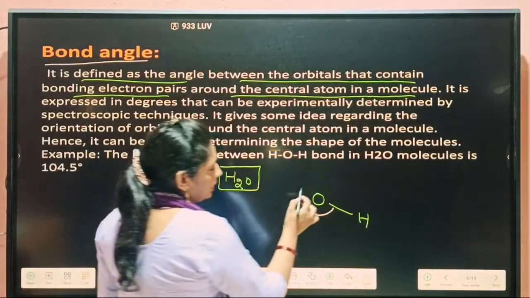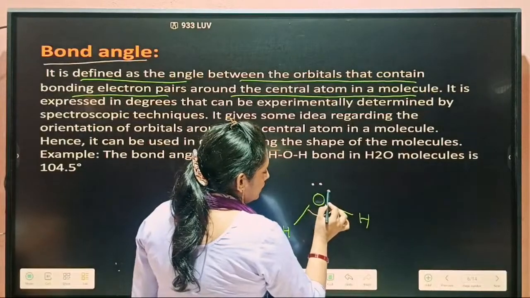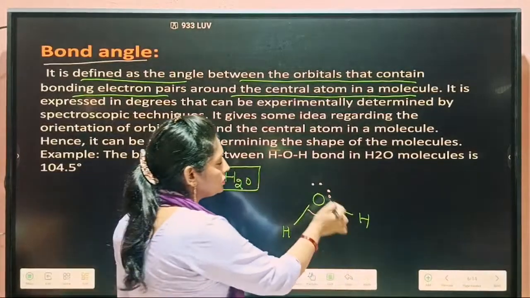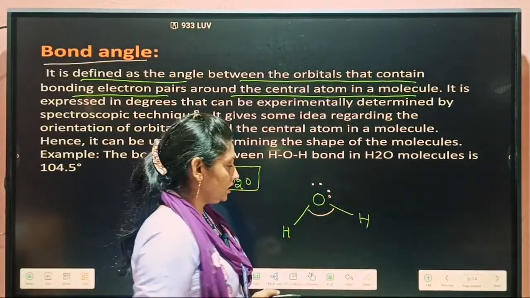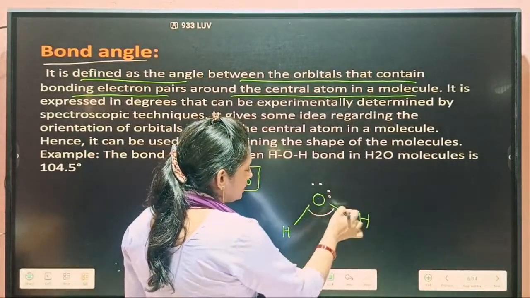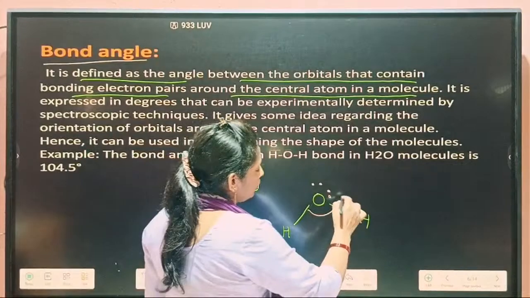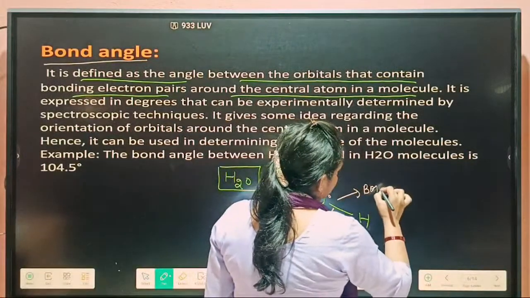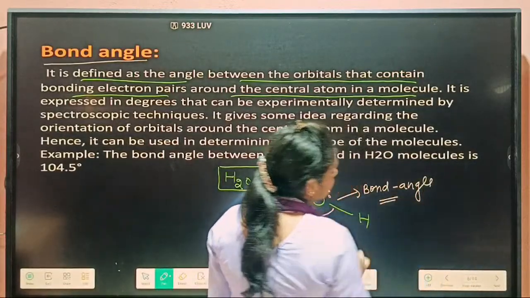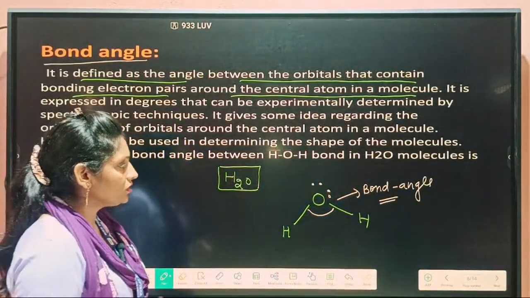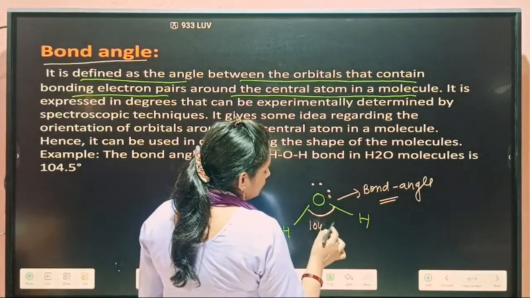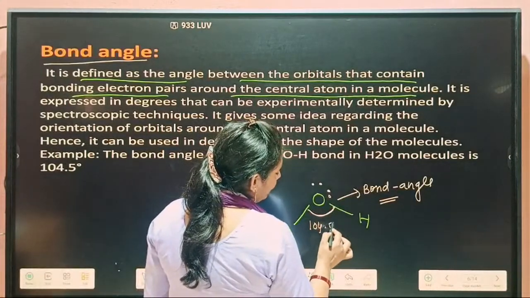Okay students, in oxygen there are a total of 6 valence electrons, so it is forming 2 bonds and 2 non-bonded electrons are here. So students, there will be the angle between the central atom and the surrounding atoms, and this one is known as the bond angle. There are some factors also which affect the bond angle, so we will discuss that also. Okay students, so here bond angle is around 104.5 degrees.